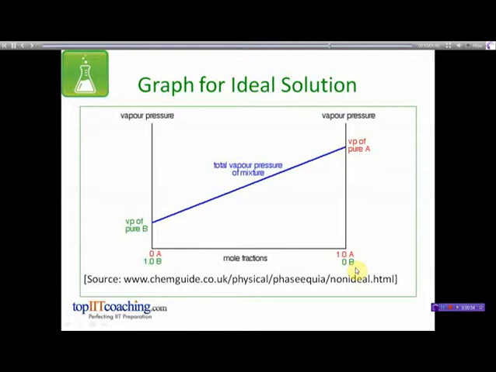In this case, the vapor pressure of pure A is higher, so A is more volatile than B. It is assumed in an ideal solution that the chemical interaction between the two liquids is equal to the bonding within the pure liquids.